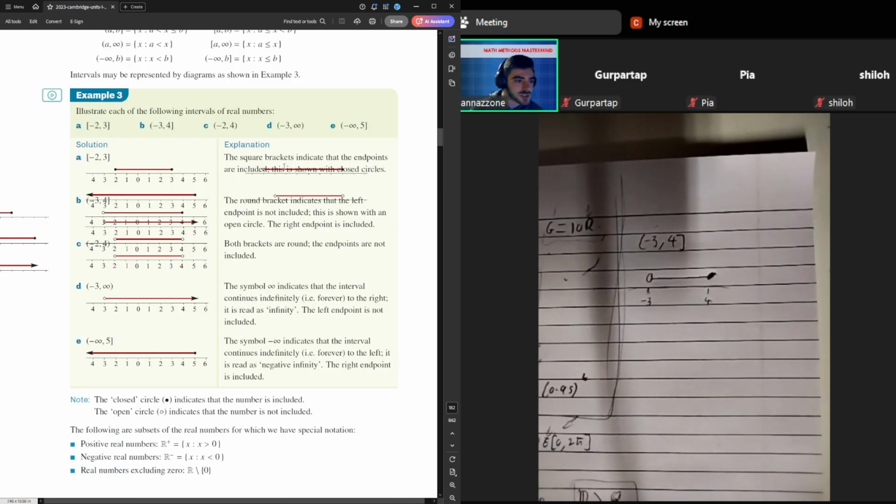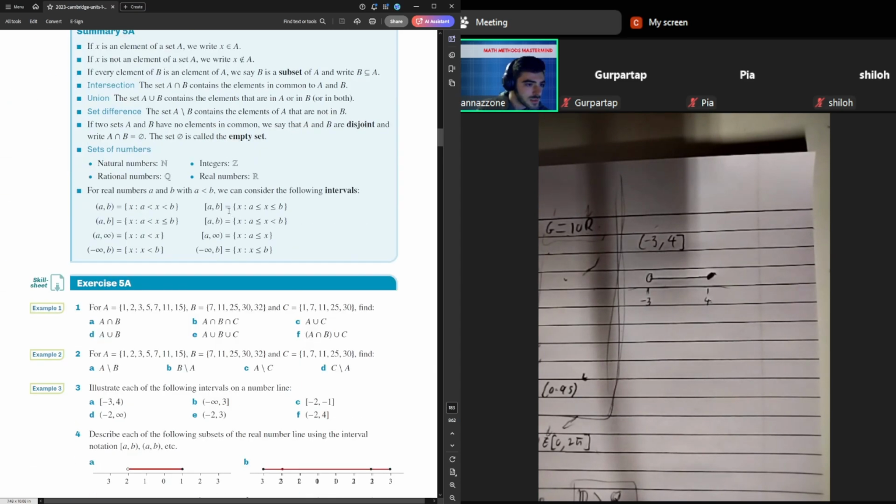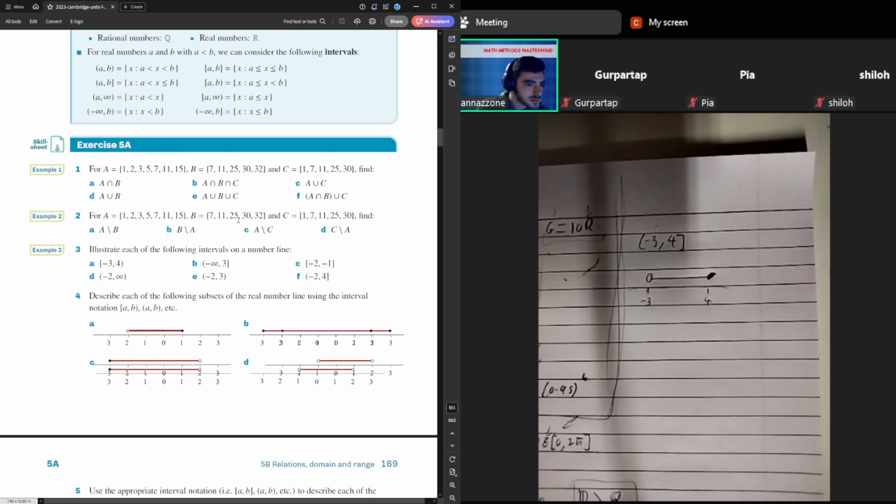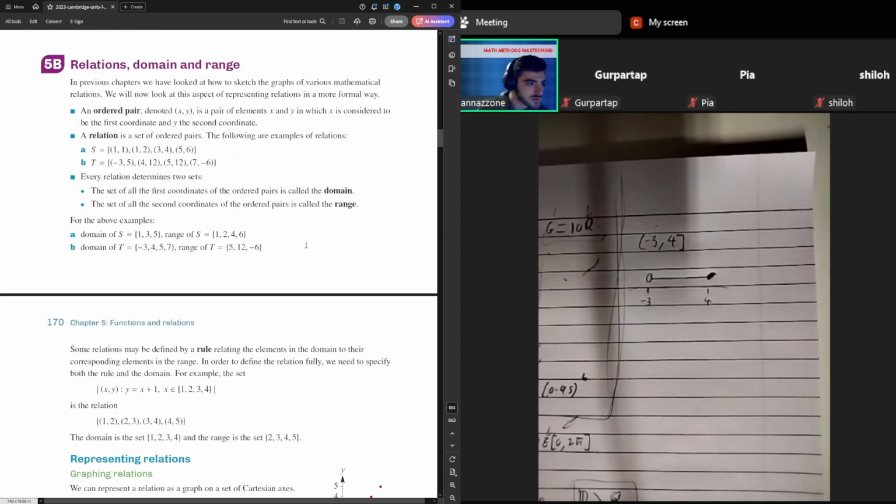Everything else is just some variant of that. I guess it's worth understanding, if you have an infinity, it just means you put an arrow pointing in that direction. Positive going to the right, negative going to the left. That's all of that. Moving on to the next stuff.